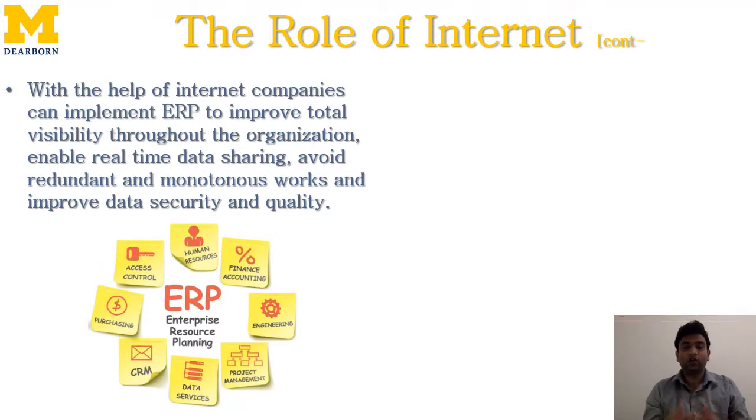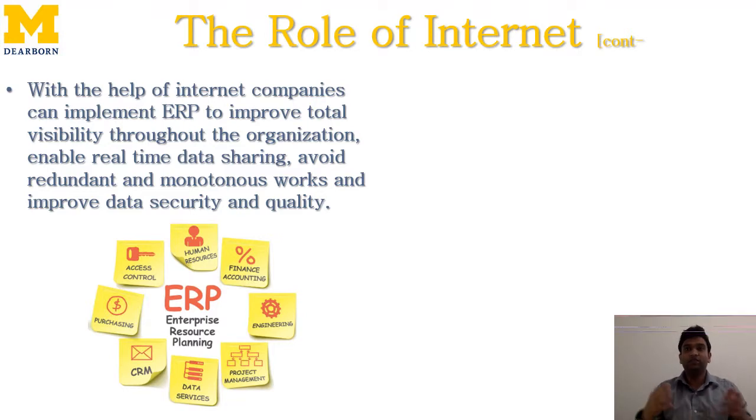Now let's talk about how the internet can help the company increase its profitability. I have figured out two aspects for which a company can use the internet. The first is enterprise resource planning. ERP software can be implemented with the help of the internet today, which will help to increase visibility throughout the organization. It will enable us to transfer real-time data. It will avoid any redundant and monotonous work and any duplication of work.